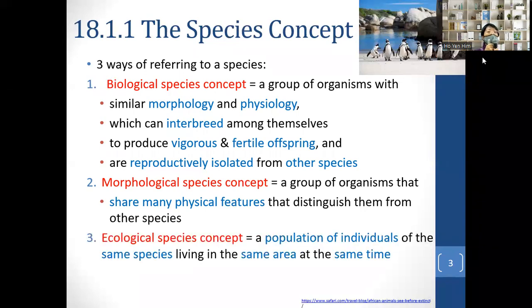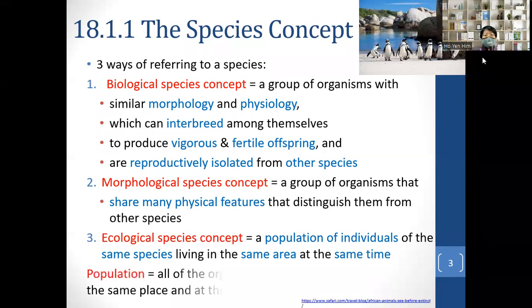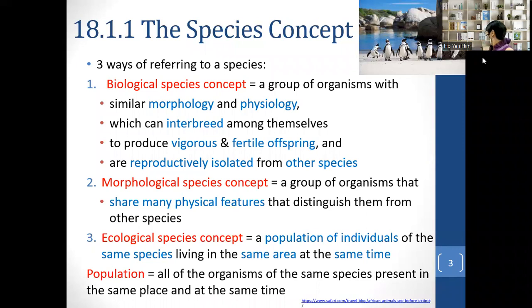Then the ecological species concept. So what about ecological species? Ecology has to do with the place that they live, right? So when we talk about the ecological species concept, we're talking about a population of individuals of the same species living in the same place at the same time. It's like, okay, human, Subang Jaya population, Sunway population, PJ population. So it's a group of organisms of the same species living in the same place or same area at the same time. So this is in terms of the ecological species concept.